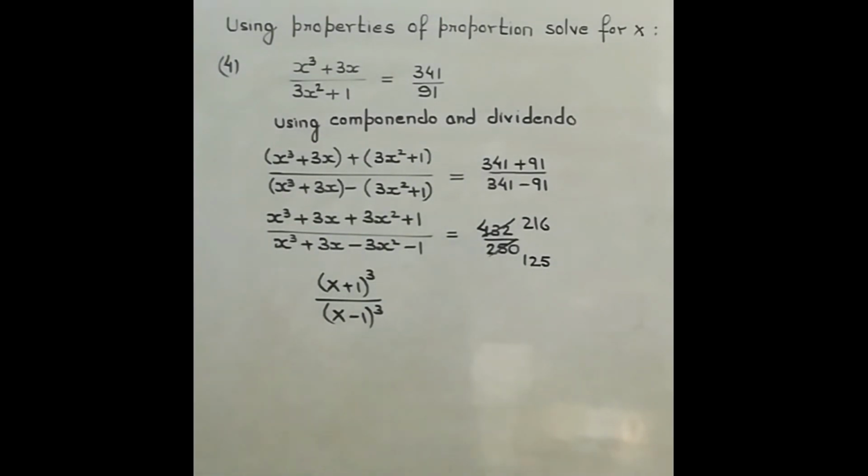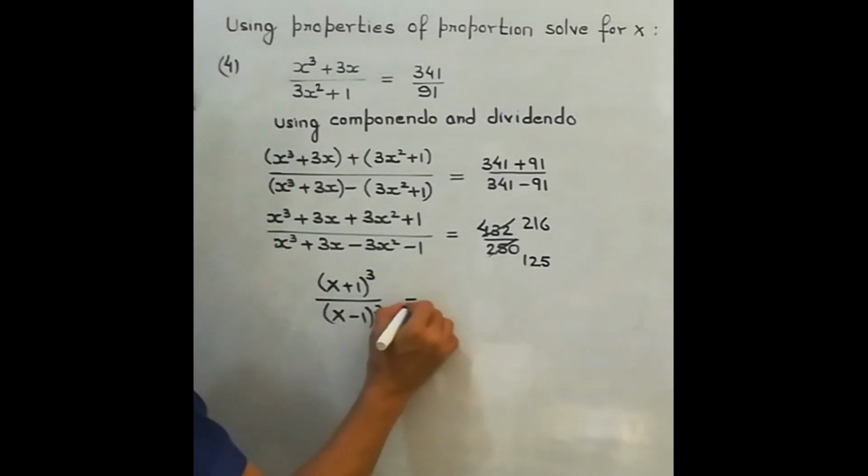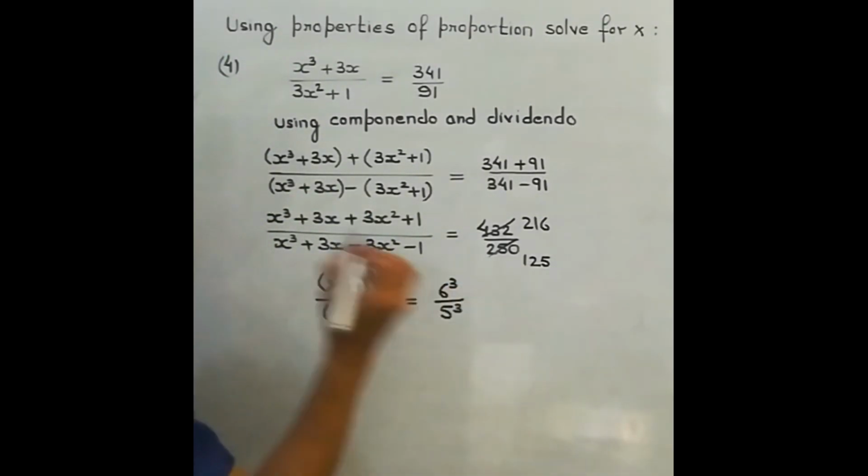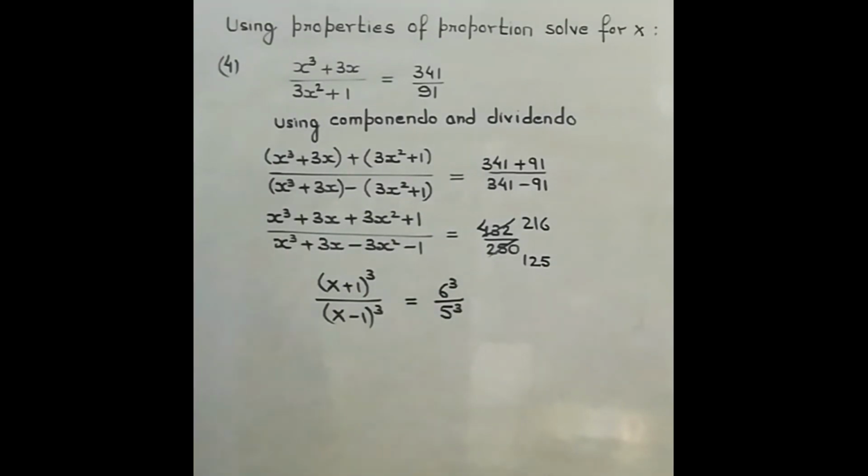Now if you observe the terms after reduction on the right side, they are also representing cubes. See, this is representing the cube of 6 and this is representing the cube of 5. So on the right side I can write it as 6 cube upon 5 cube. Now if you observe, all the terms have a whole cube, whether on the left side or on the right side. So what we can do is take the cube root to remove these cube signs. So let's take the cube root.